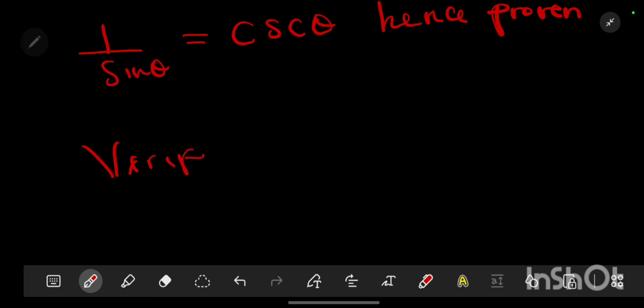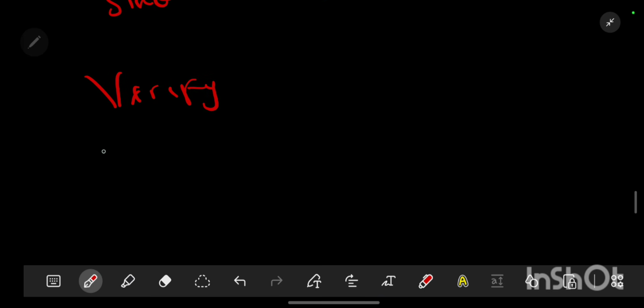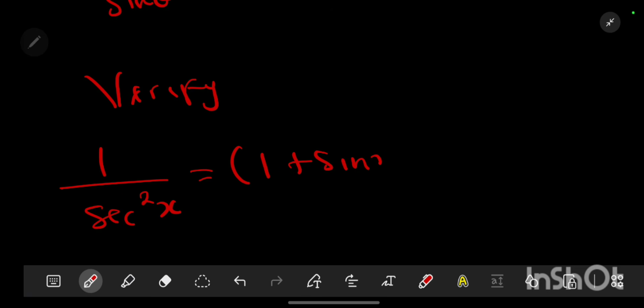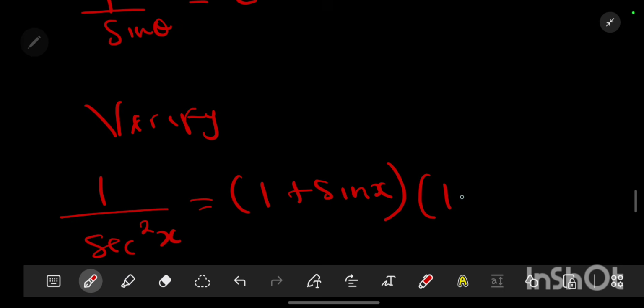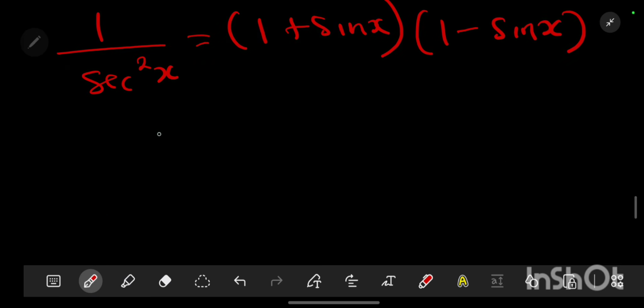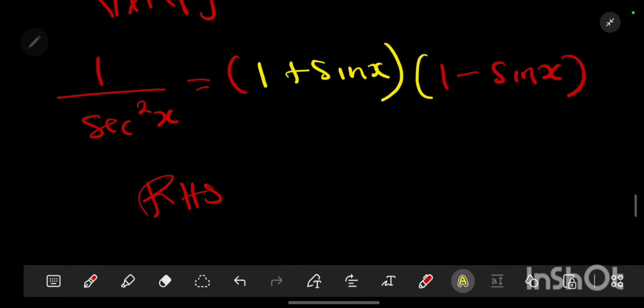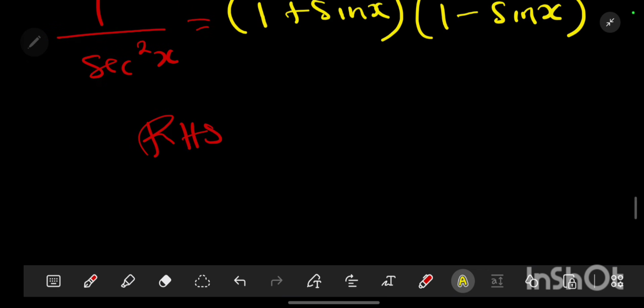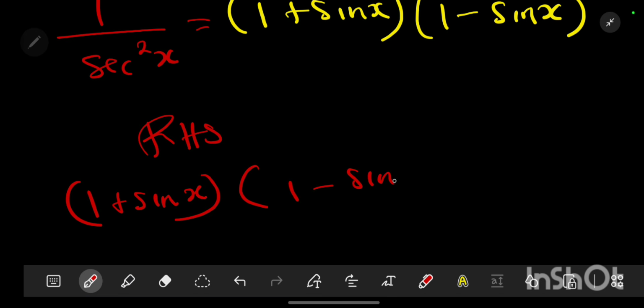We're just verifying now. So verify 1 over sec squared x is equal to 1 plus the sine of x, 1 minus the sine of x, like that. Okay, so let's use the right hand side. So using the right hand side, which has got more of the letters or numbers, this will give us 1 plus the sine of x times 1 minus the sine of x.